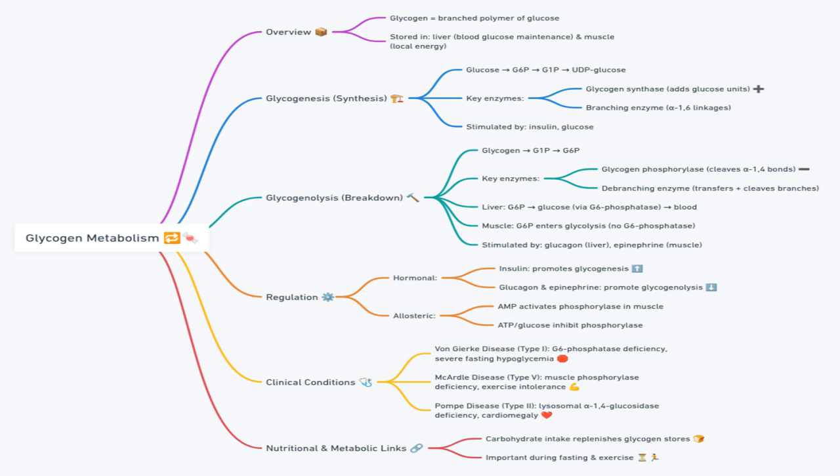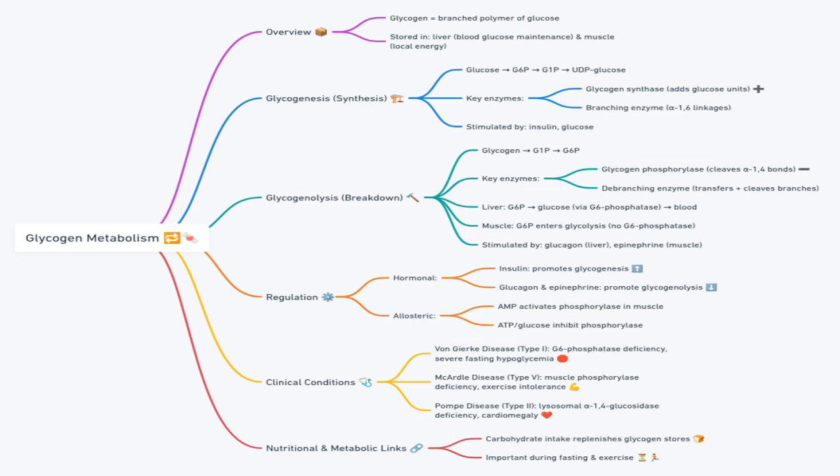And then type 9 occurs in the liver and non-muscle tissues. Phosphorylase kinase is implicated, and about 1 in 100,000 have this type 9. And type 10, both in the liver and also in muscle, has protein kinase A implicated over here.